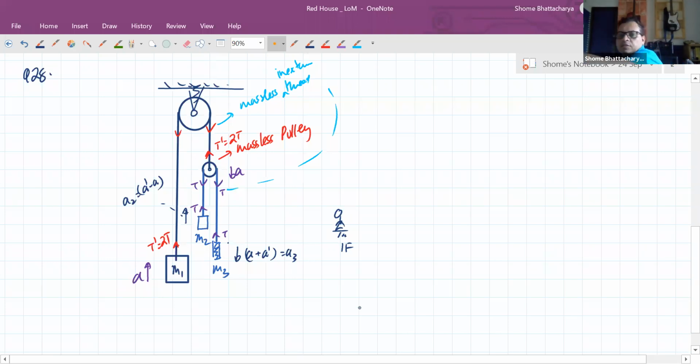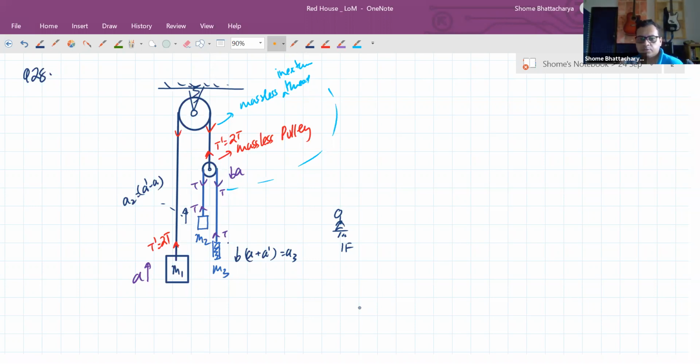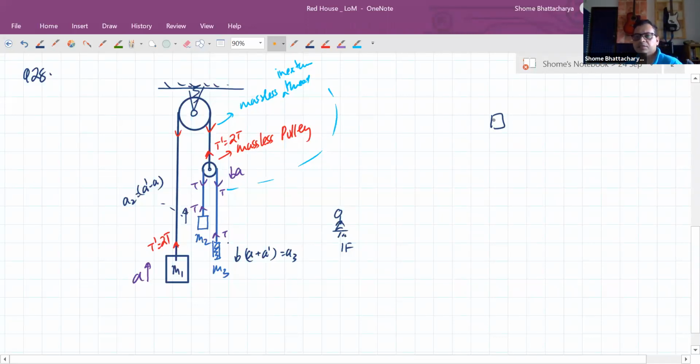So now we have an option, we can write the equations in inertial frame, or we can write the equation in non-inertial frame also for M2 and M3. If we make all the FBDs in inertial frame, of course M1's FBD doesn't make sense to make in non-inertial frame. So tension 2T or T prime, whatever, weight, and M1 is given to us as 1 kg, M2 is 2 kg, M3 is 3 kg.